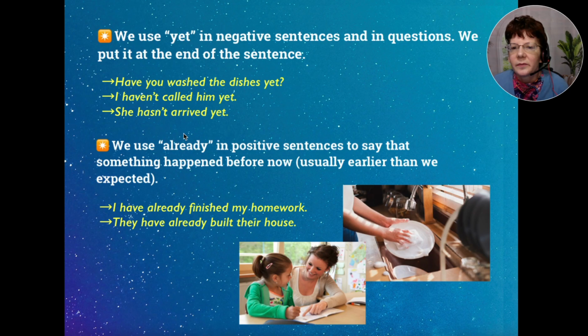All right. Because we're asking if something has happened like we expected, right? So that's why we use yet. So we use already in positive sentences to say that something happened before now. This is usually earlier than we expected. So, for example, I have already finished my homework, or they have already built their house. So, these actions here happened earlier than we expected.